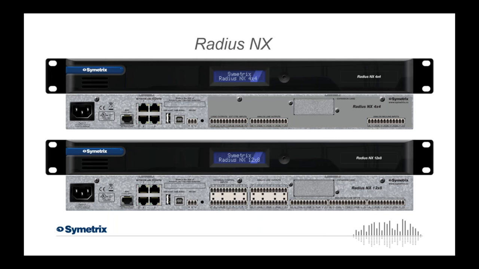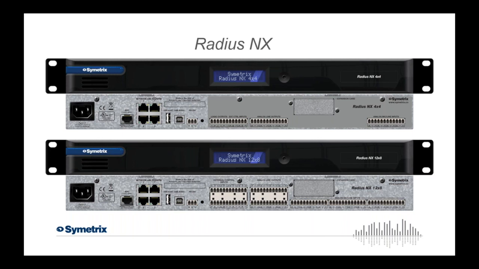Now the Radius NX, I sort of saved the best for last. Radius NX is our newest DSP to offer. It has more DSP capability. It has a 4-port gigabit switch. It basically comes in 2 models, 4x4 or 12x8. Both have the optional card slot. Both still have the ARC port.